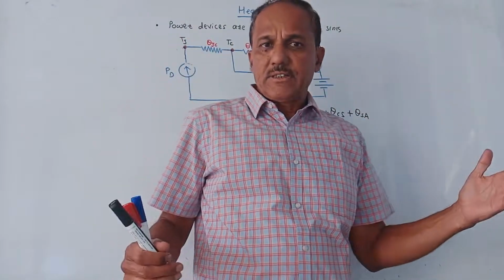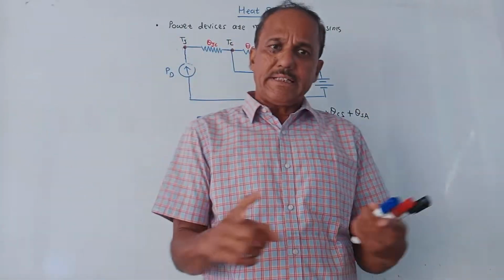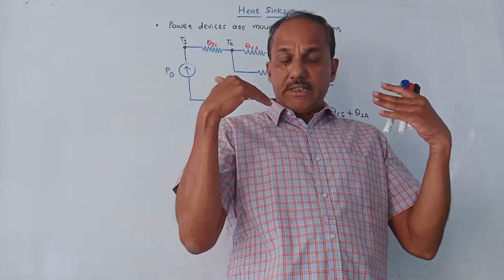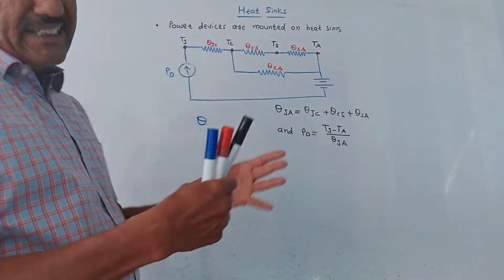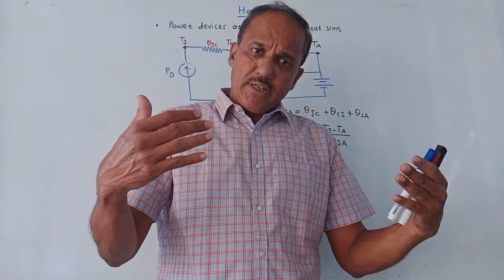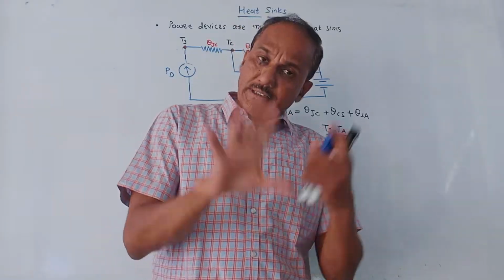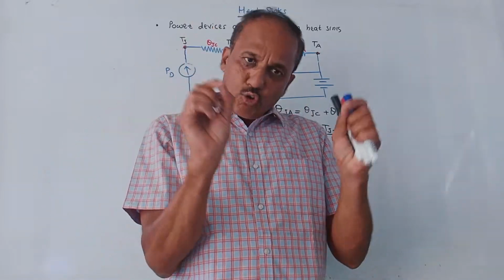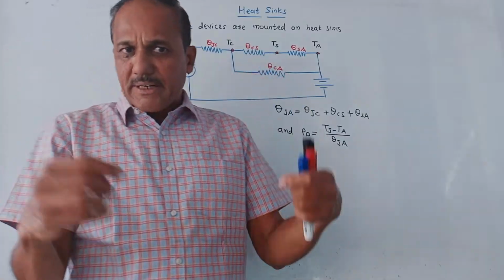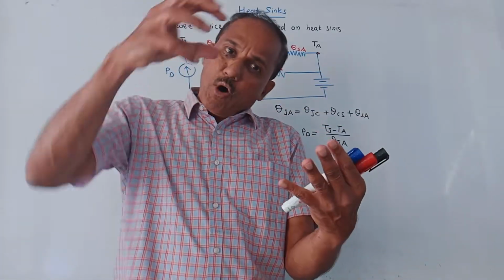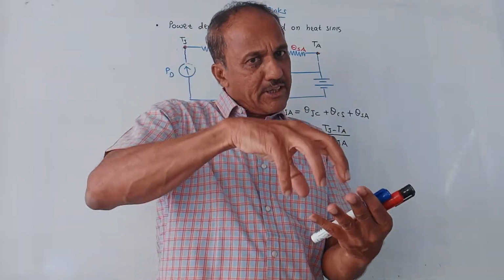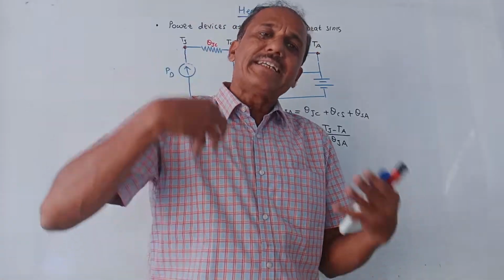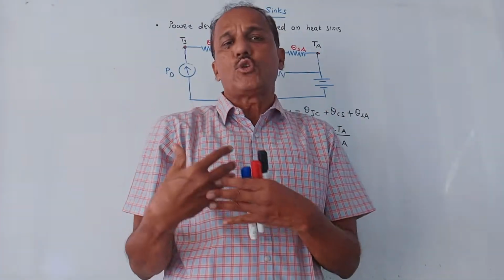Next part is heat sinks. From the exam point of view, you may expect a question like this: what is the use of a heat sink? Draw its equivalent diagram, and what are the design considerations of a heat sink? Basically, heat is developed in power devices, so there should be a mechanism to dissipate that heat. That is done by using a heat sink. Heat sinks are made of certain materials, for example aluminum, on which power devices are mounted, so that heat can be transferred from the power devices to that material and then radiated to the ambient. This is the major use of a heat sink.